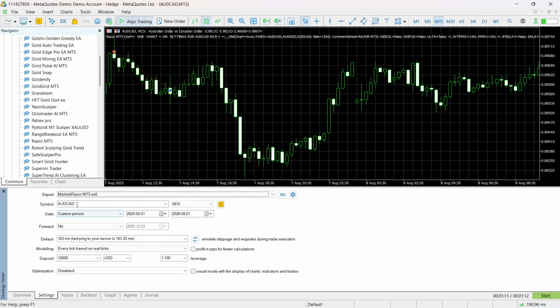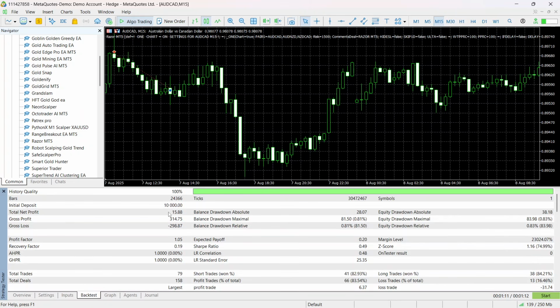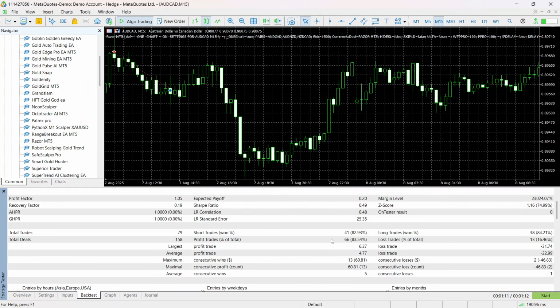On Australian Canadian dollar, on the M15 time frame. As you can see, 10k deposit, 1 to 100 leverage, and time period of 1 year from August 2025 to August 2026. I got a net profit of $15.88, profit factor of 1.05, recovery factor of 0.19, and a profit trade percent of 83.54.